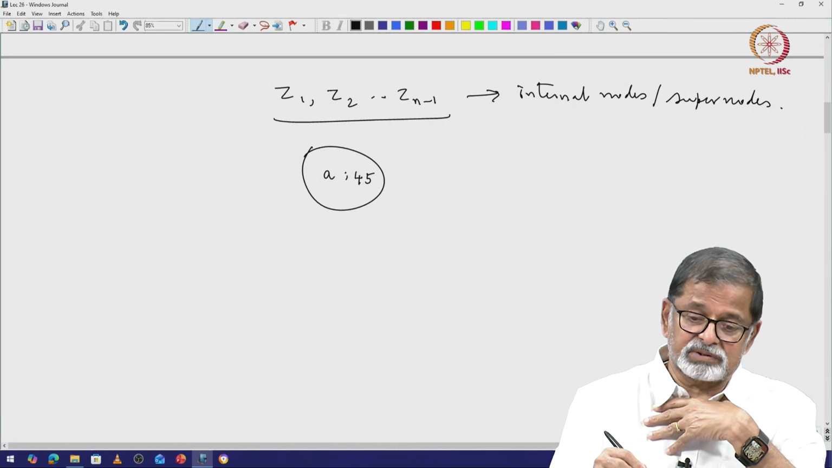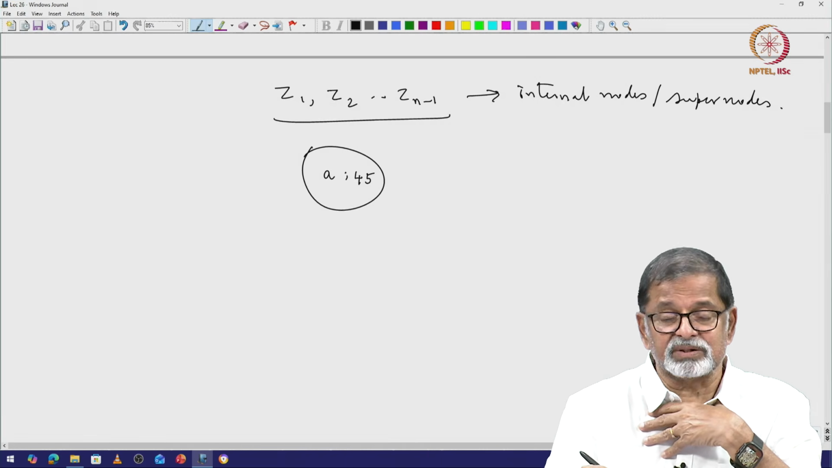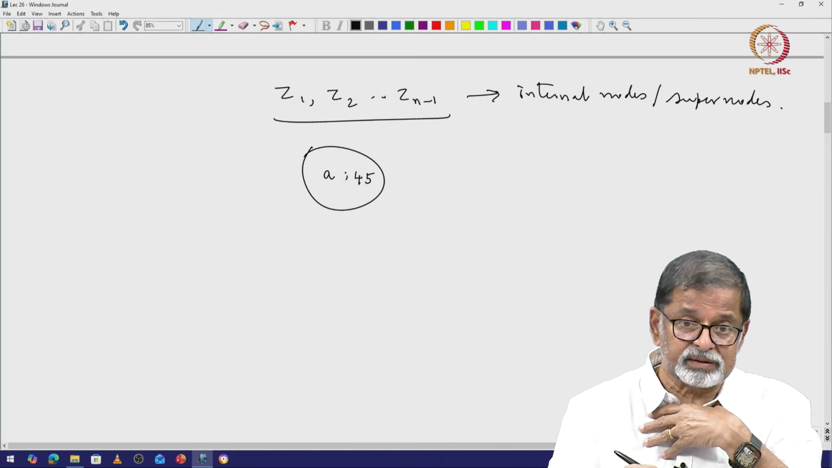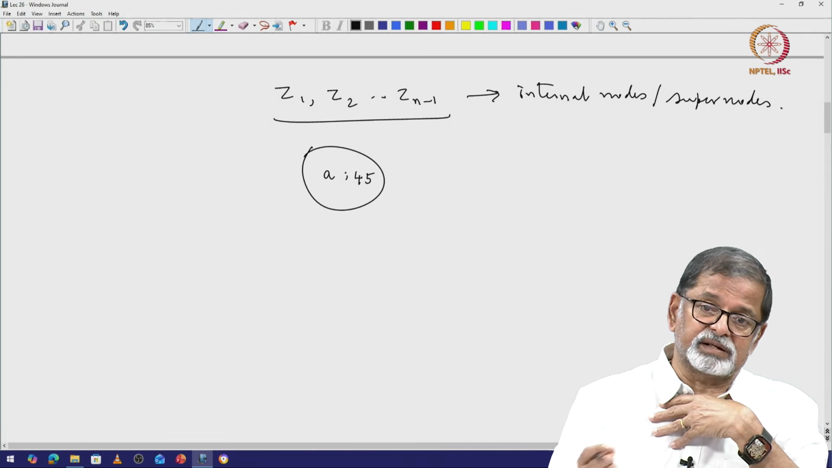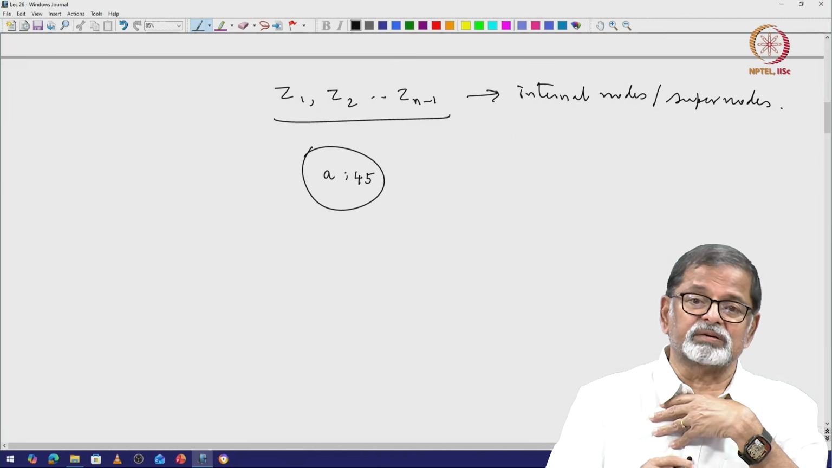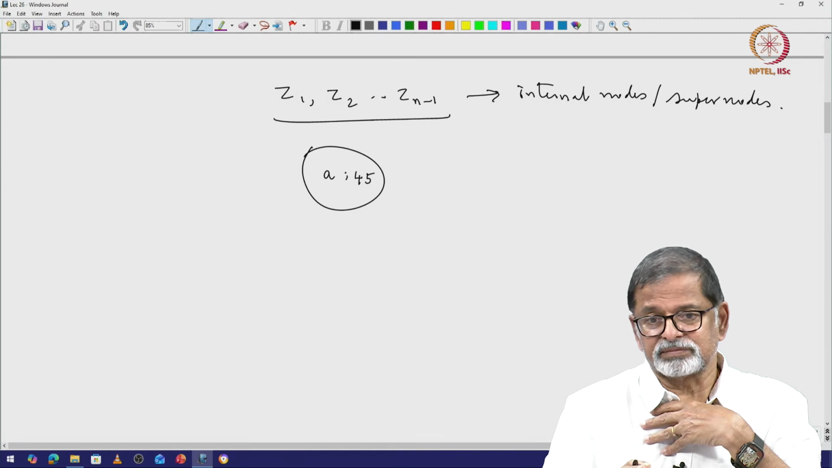The supernodes have the characters Z1 to Zn minus 1 associated with them, and the weight associated with the node is the sum of the weights of its children.